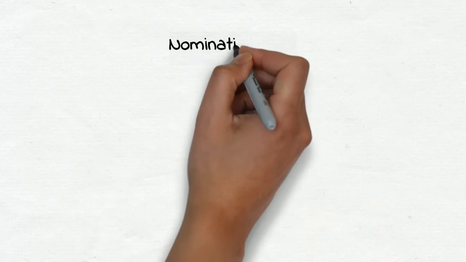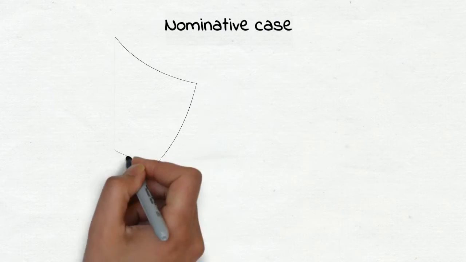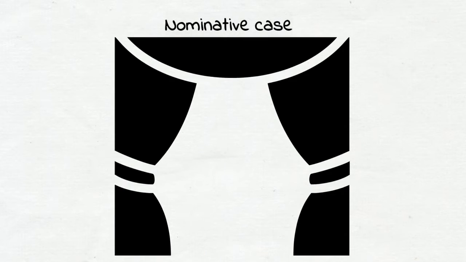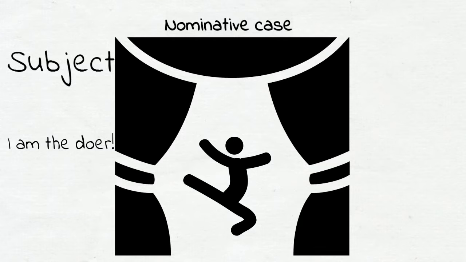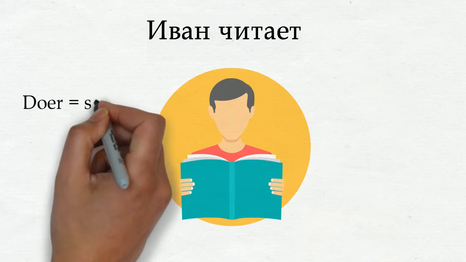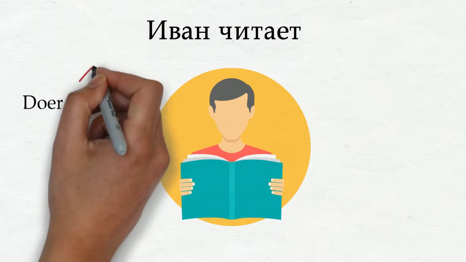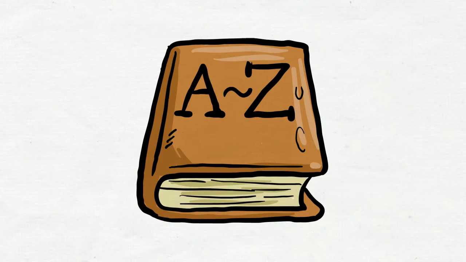The nominative case is used to indicate the subject of the sentence. The subject is a grammar term for a person, place, or thing performing the action or undergoing the state of being. In the sentence, «Иван читает», the name Ivan is the subject and occurs in the nominative case. You should also know that all nouns appear in the dictionaries in the nominative case.